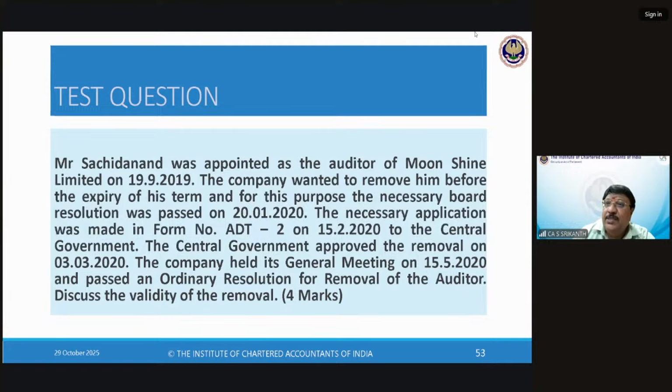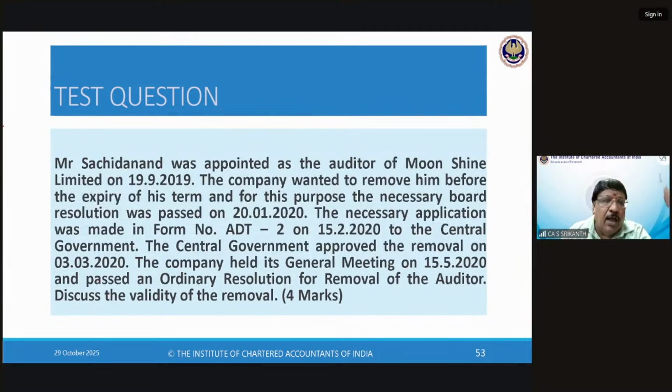Four marks, how to write. It's a good point. See, I always give people a method of writing answers which goes like this. First of all, you write the facts with all the dates. But be brief. So you can say that Moonshine Limited wanted to remove Mr. Sachidanand. The necessary board resolution was passed and ADT-2 was made well within 30 days.